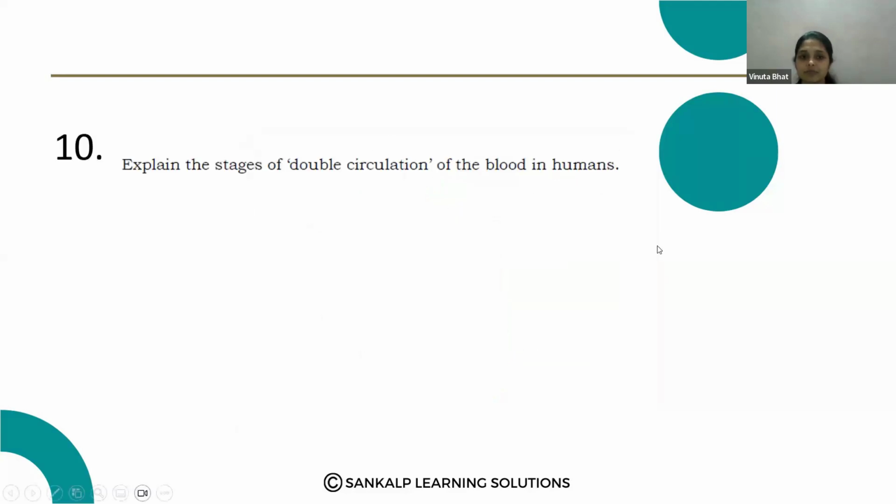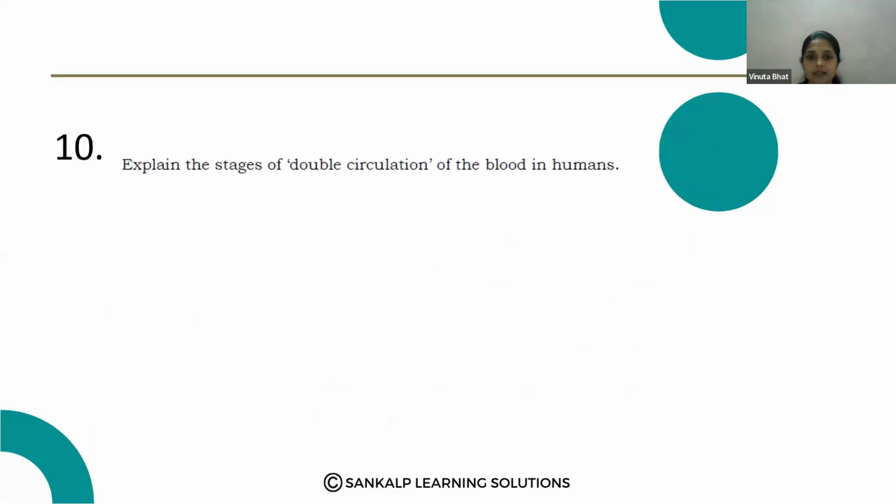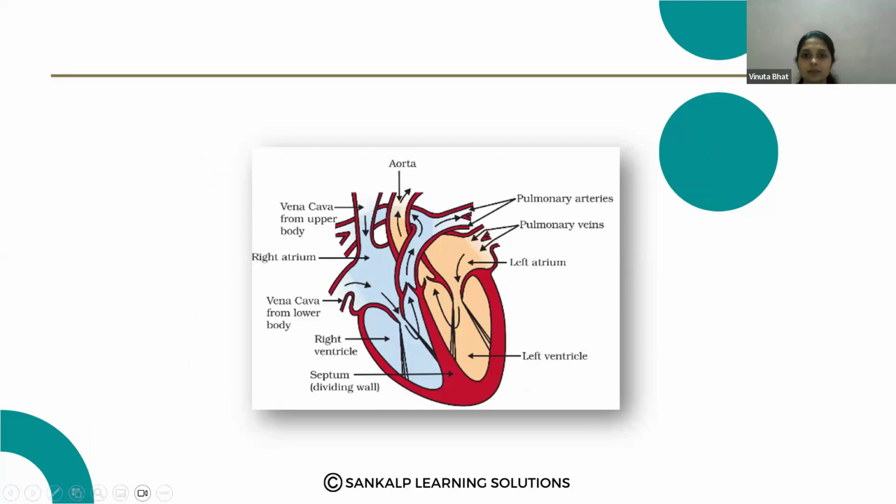Then the next step: deoxygenated blood comes from the body to the upper chamber on the right, that is the right atrium, as it relaxes. When the right atrium contracts, the corresponding lower chamber, the right ventricle, dilates and the blood transfers to the right ventricle. Here the deoxygenated blood comes from the vena cava to the chamber that receives deoxygenated blood, that is the right atrium.